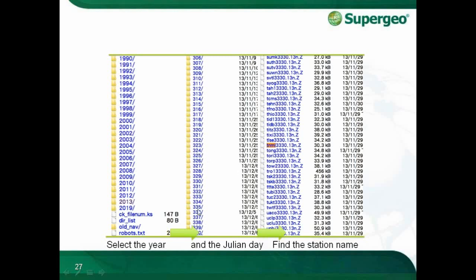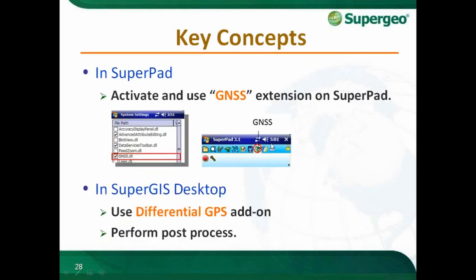After you go into the folder here, you can search for the station name, for example the TNNL station, and download this data to your SuperGIS Desktop so you can perform the post-processing. In this section, we are going to introduce how to use the GNSS extension in SuperPad to collect data, including the DGPS data, the RINEX data, the position data, and the speed data. Then we can use SuperGIS Desktop and the differential GPS add-on to perform the post-processing to increase the data accuracy.